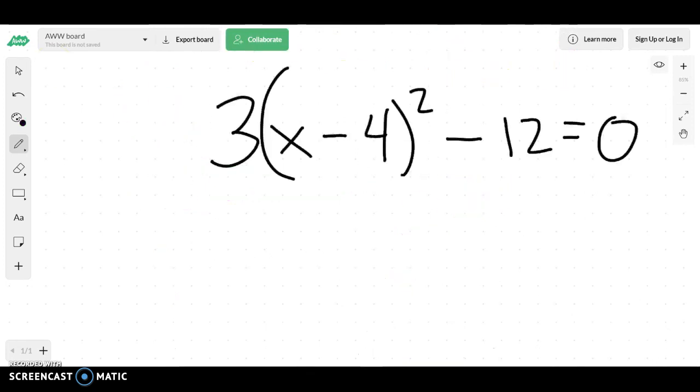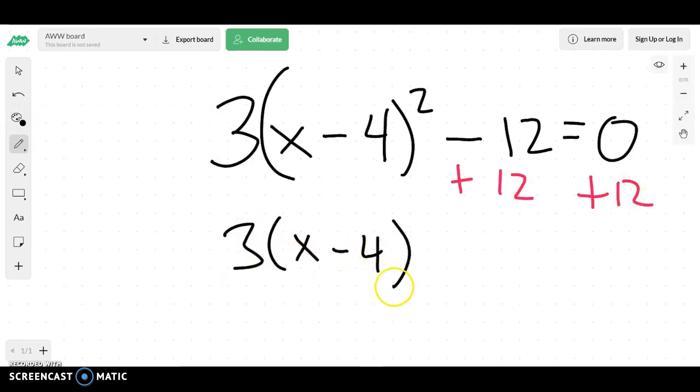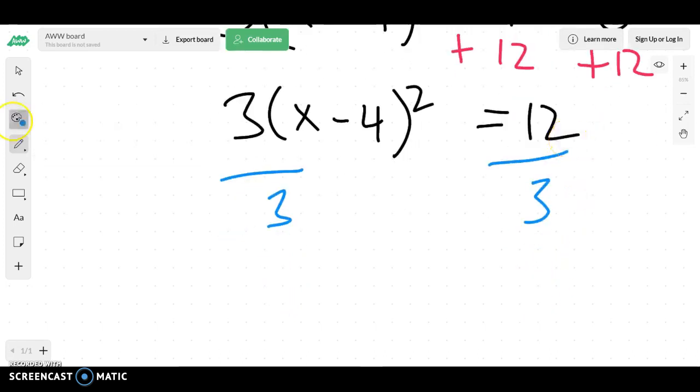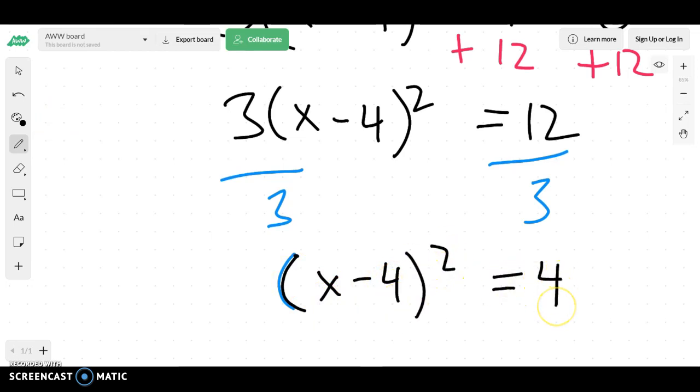Let's do one last one. Again, we'll go through and solve this. So my first step would be adding 12 to both sides. I would get that this is 3x minus 4 squared equals 12. I would then divide both sides by 3. And then I would get x minus 4 squared equals 4.